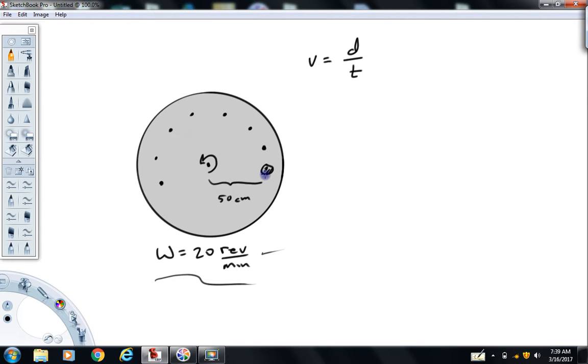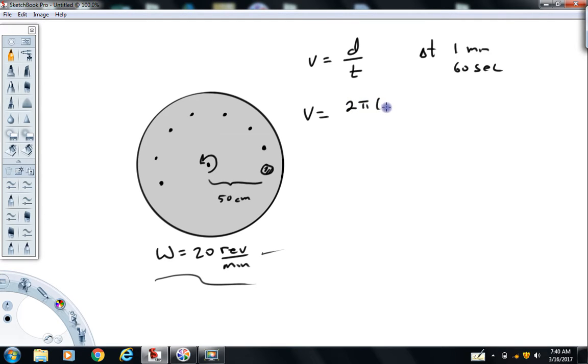In this example, this object's speed is not changing, so we can choose any time we want. Based on how the angular velocity is given, 20 revolutions per minute, I'm going to choose a time frame, a delta t, of 1 minute, which is 60 seconds. The reason is I will then know this object went around 20 times. So when I calculate the speed, distance over time, this object went around 20 times, and each time it goes around, it travels one circumference of a circle, 2 pi r.